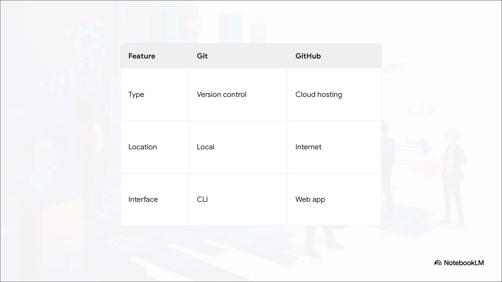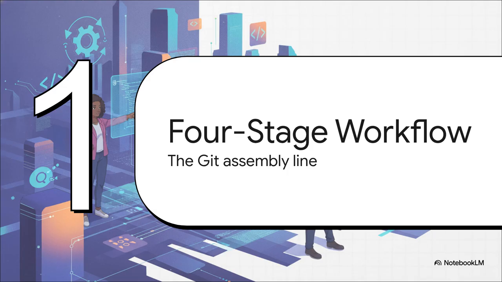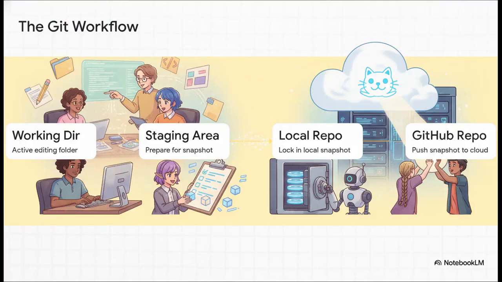Okay, Section 3, the 4-stage workflow. To use these tools effectively, you've got to understand how Git actually moves your files around on your local machine. Think of it like a strict assembly line. Here's the core Git workflow sequenced as a literal step-by-step process. First, you have your working directory. That's just a folder on your computer where you're actively typing and editing files.